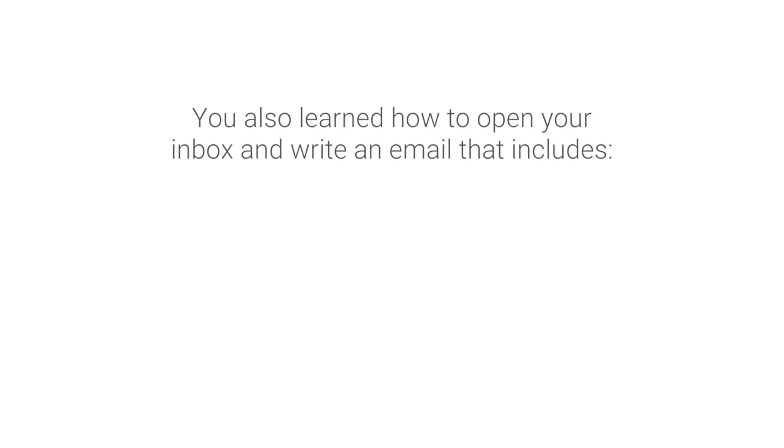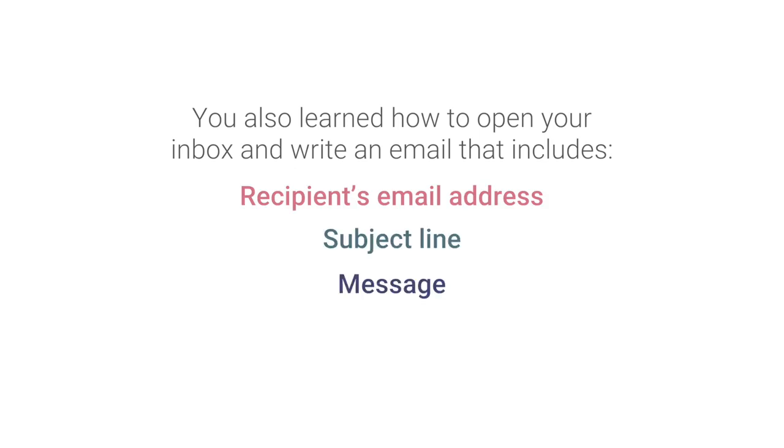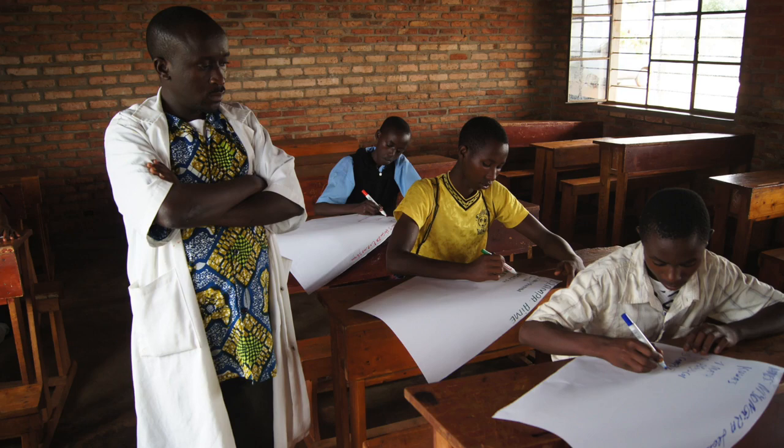In this activity, you also learned how to open your inbox and write an email that includes a recipient's email address, a subject line, a message, and an attachment. There are many reasons why you might choose to communicate with your friends and family over email, aside from choosing activities to do together. You could ask an instructor a question about an assignment.